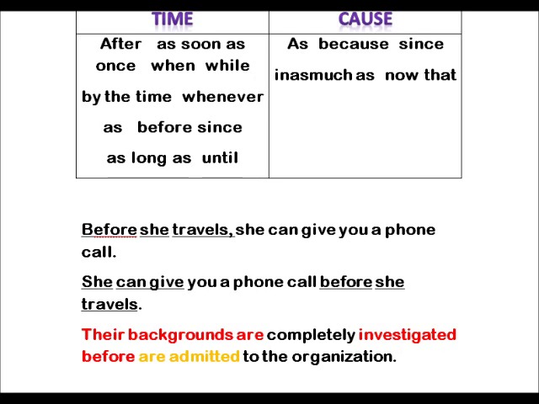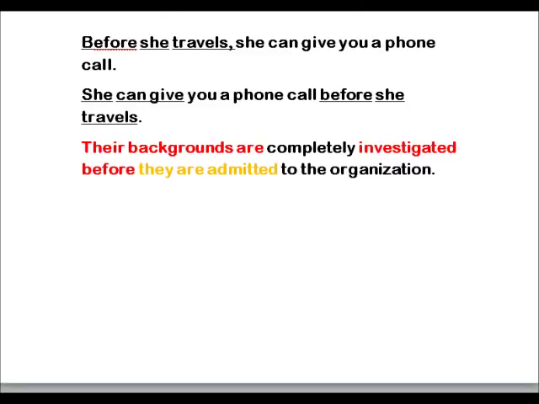So look at this, read it again. The backgrounds are completely investigated before are admitted to the organization. In order for this sentence to be correct, we need to add a subject, which is something like they. So the backgrounds are completely investigated before they are admitted to the organization. That would be completely great and correct.